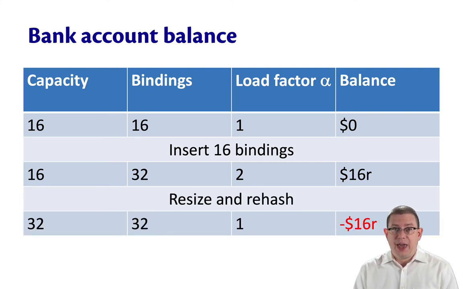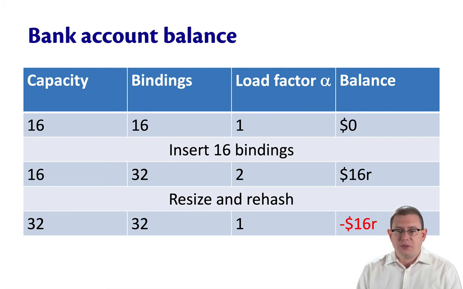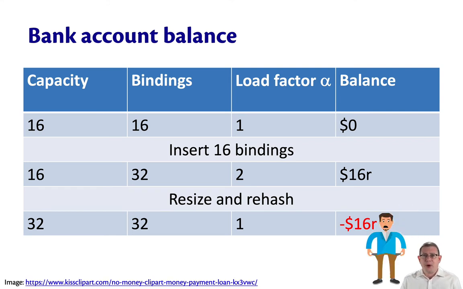We do the resize and the rehash. Well, it's going to cost r dollars per binding in the hash table. That was the analysis we did earlier with big O, right? We said that it wasn't just big O of n, it was actually r times n. r was the hidden constant. So we've got 32 bindings that we need to resize and rehash. That's going to cost 32r dollars. And so if you deduct 32r dollars from 16r, what are you left with? A negative account balance of negative 16r dollars. So we just went bankrupt. That's no good. We shouldn't be going bankrupt. We don't have enough money to pay for the resize.